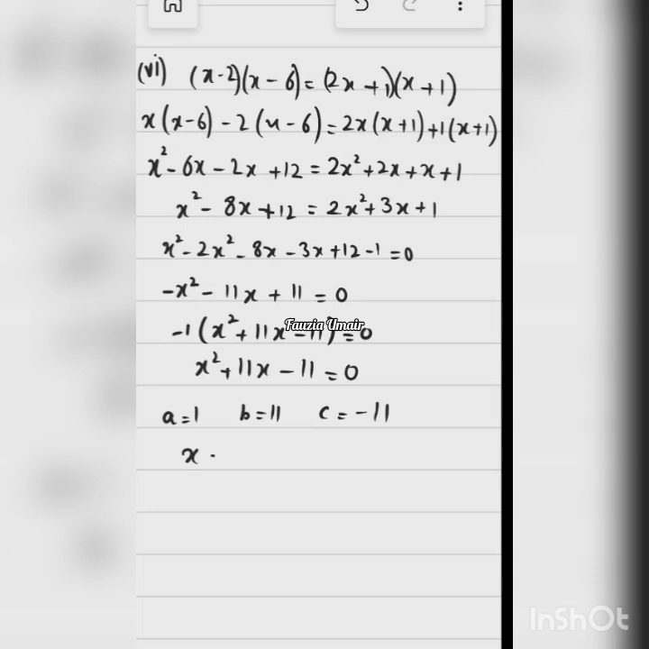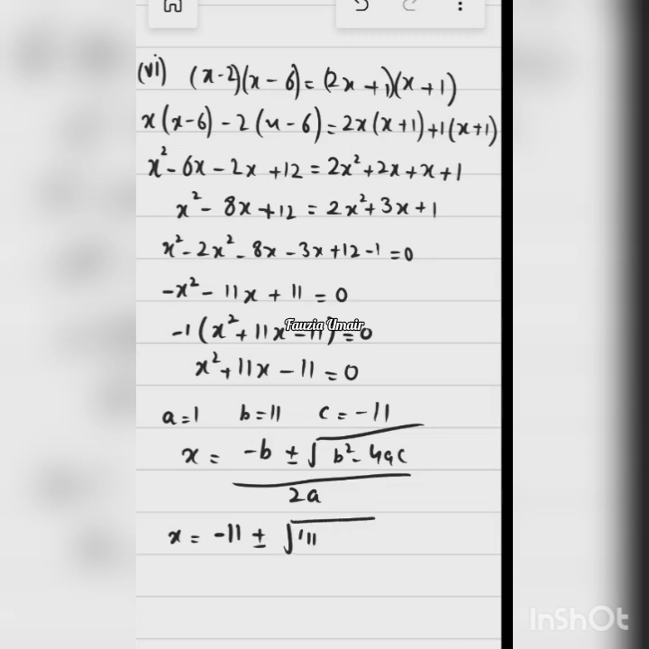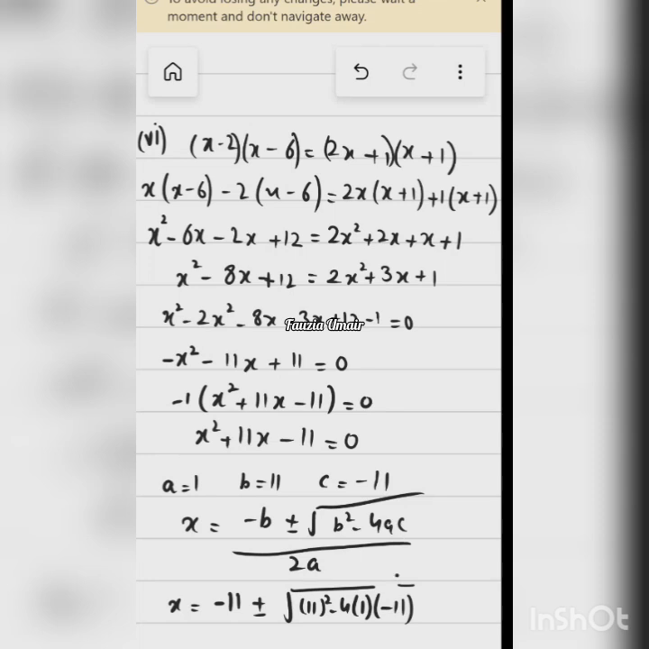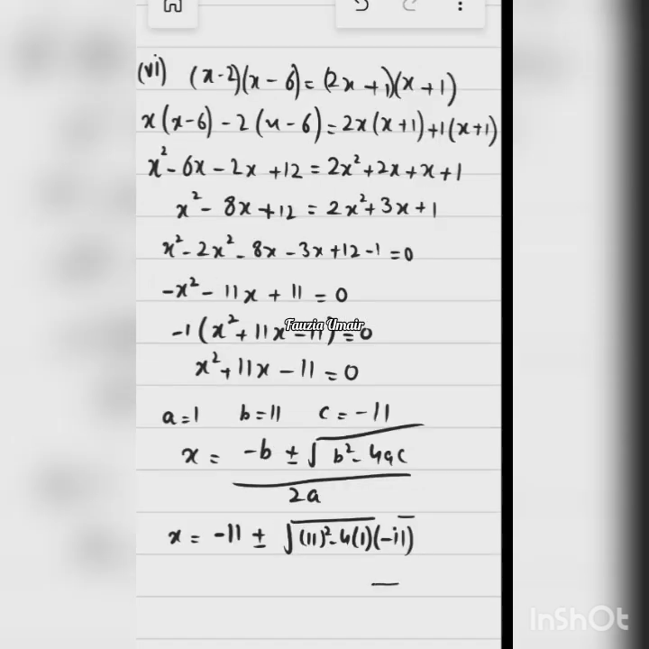So now x is equal to quadratic formula, minus b plus minus square root of b square minus 4ac, divided by 2a. So just put the values: minus b, so minus 11, plus minus b square is 11 square, minus 4 into 1 into minus 11, 4ac, divided by 2 into 1.